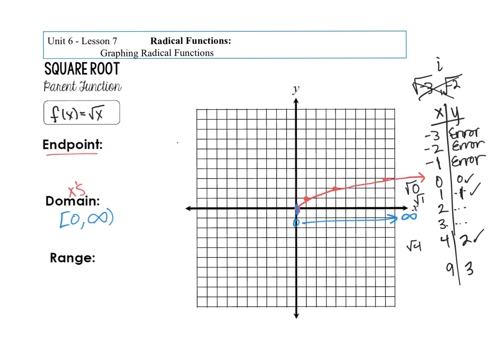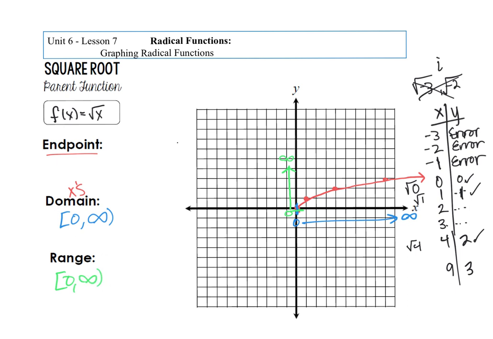Then our range is our lowest to our highest. So we go to our endpoint again. Our lowest is 0 for y, and it's moving up slowly, but it is moving up forever, which is infinity for y. So our range is also 0 with a bracket to infinity for y, with a parenthesis.